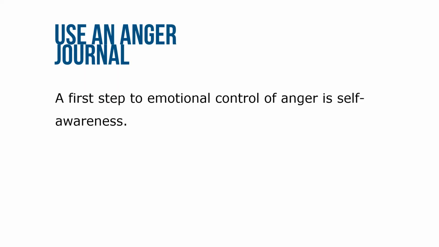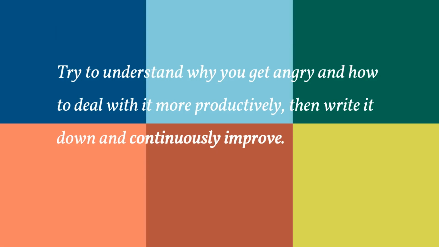Use an anger journal. A first step to emotional control of anger is self-awareness. To understand why you get angry and how to deal with it more productively, write it down and try to continuously improve. This method is an effective way to let out anger and change your angry behavior.